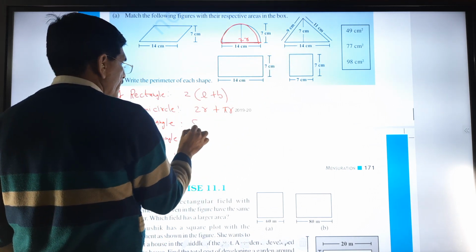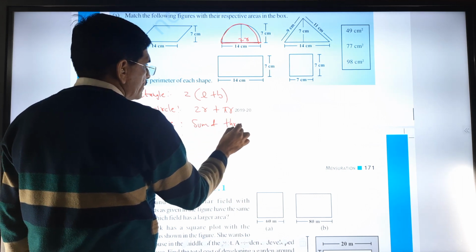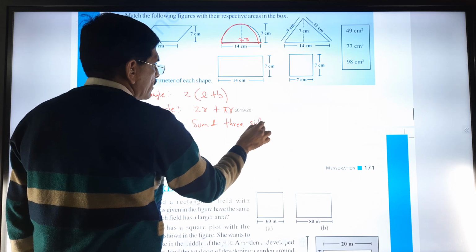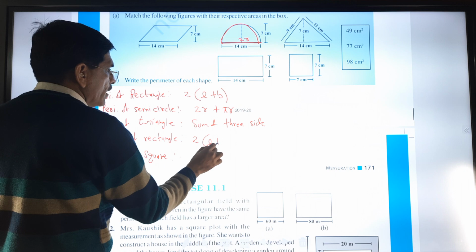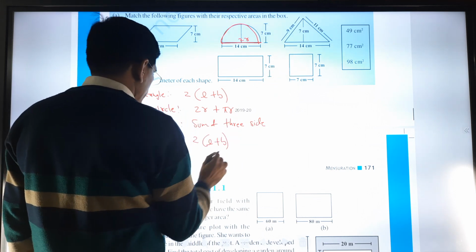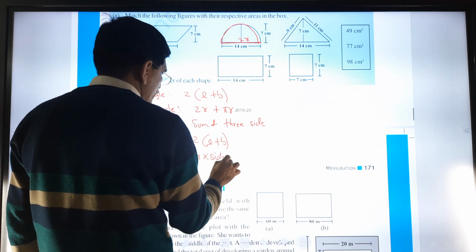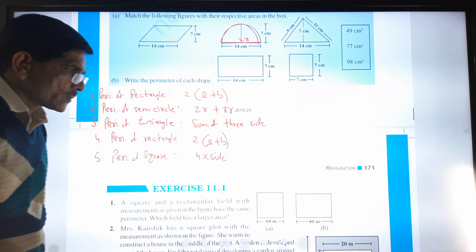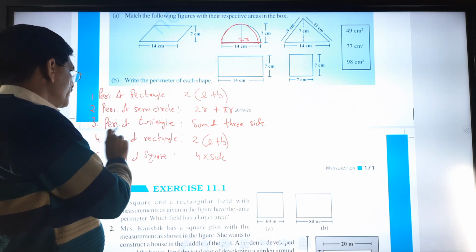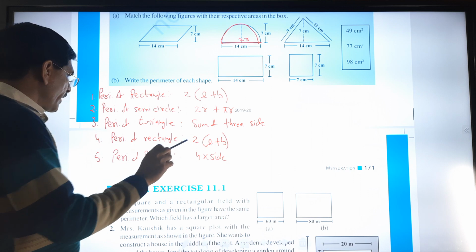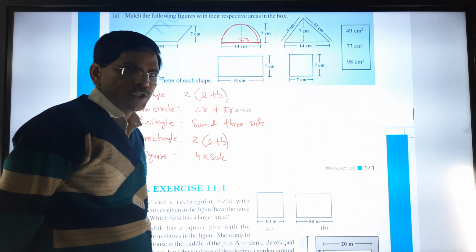Here, for the triangle, it is the sum of 3 sides. And here again 2 into (L plus B). And here, for the square, 4 into side. So now, perimeter of rectangle, perimeter of semicircle, perimeter of triangle, and perimeter of square, all formulas I have written.